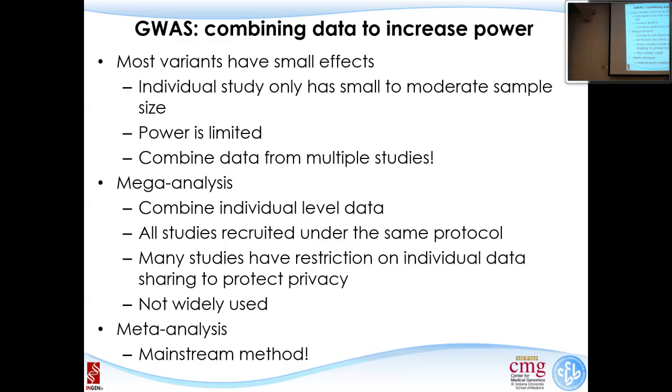Combining data to increase power is actually very important right now. It is very hard to publish a paper from a single study. For high-ranking journals, you have to have at least tens of thousands of samples, and if your study has several thousand, then you need an independent replication sample to confirm your finding. This is because individual studies, due to funding or not enough people to carry out the study, usually have small to moderate sample sizes and very limited power. If you combine data, it can dramatically increase your sample size.